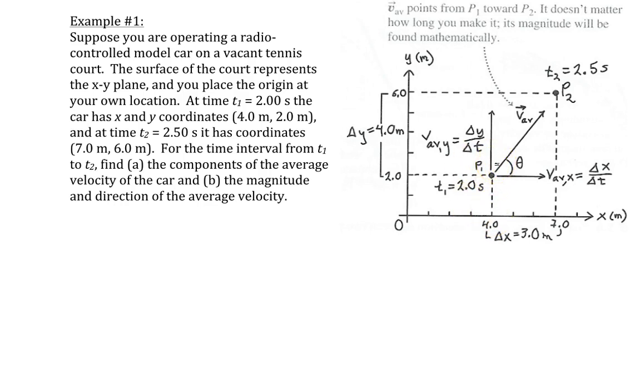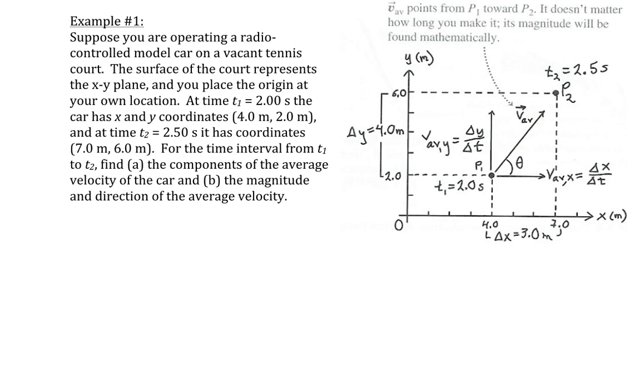1. And then at a later point in time, t2, at 2.5 seconds, the car now has a position P2 here labeled at 7 meters away from the origin horizontally and 6 meters up. These numbers here that are labeled are called the coordinates at each of the point 1 and point 2.